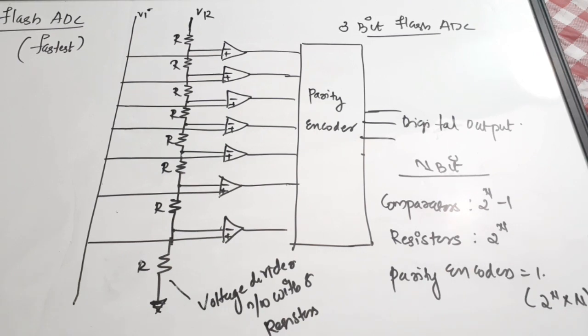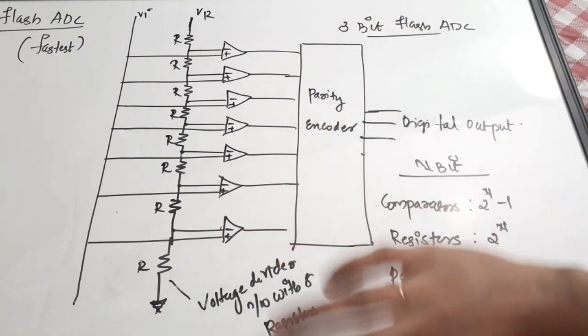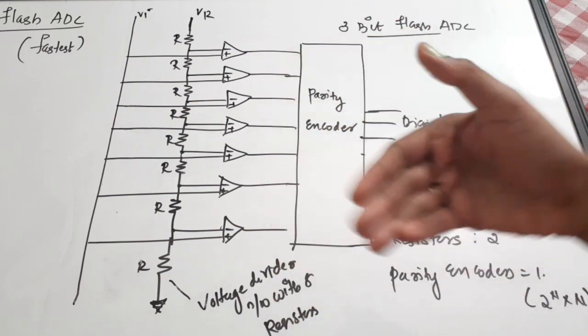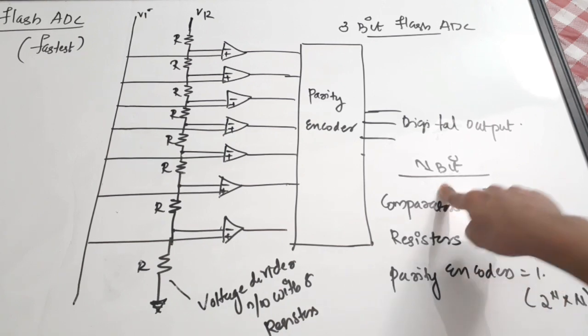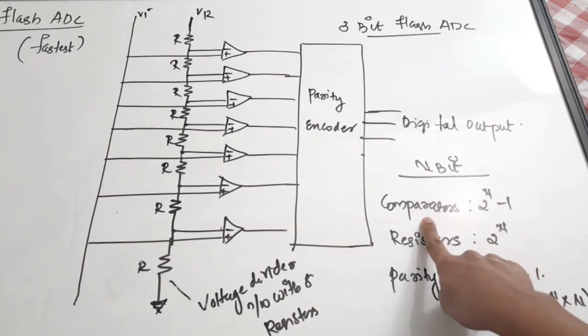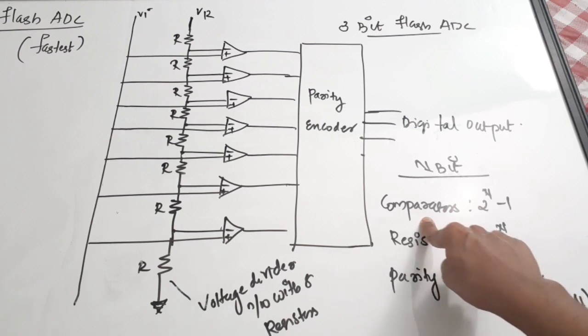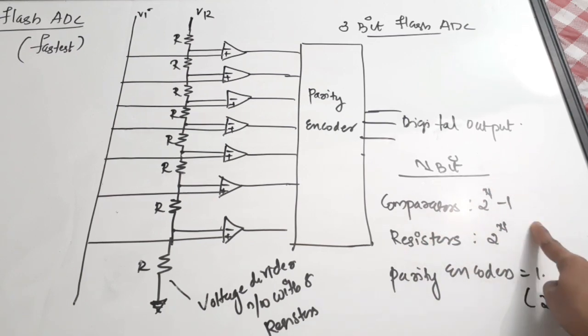Now we move on to the equation part. I'm telling it once again: it consists of a voltage divider network of various resistor connections, a comparator network, and a parity encoder unit. If you are using an n-bit ADC, then the number of comparators required, which is a very important equation, and I have seen a lot of question papers asking this question, is 2 raised to n minus 1.